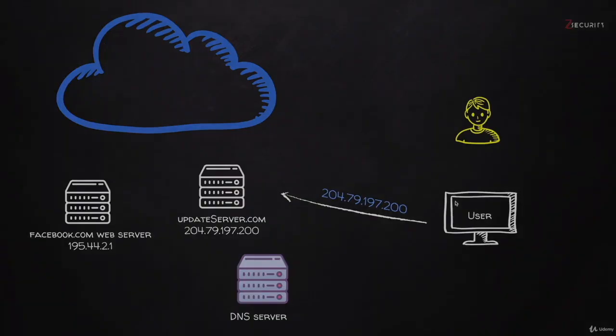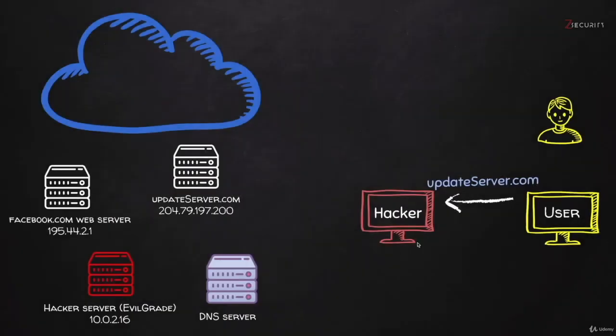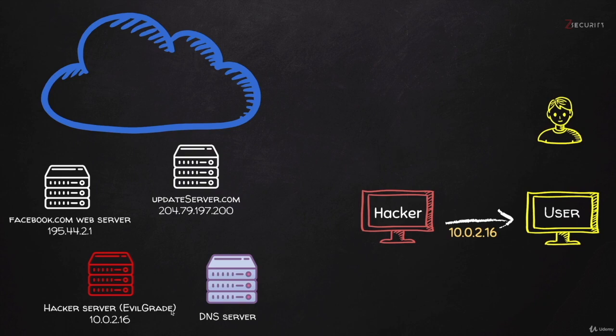Now, if we are the man in the middle, if we're able to intercept all the requests and the responses, then when we get a request for updateserver.com, instead of giving the IP of the update server, we can actually give the IP of a hacker server. This server is running a special program called EvilGrade, and EvilGrade will tell the user that yes, there is an update, and instead of serving them an actual update, it'll serve them a backdoor. So when the user agrees to install this update, they'll actually be installing a backdoor on their system. Let's do this practically and it'll become even clearer.